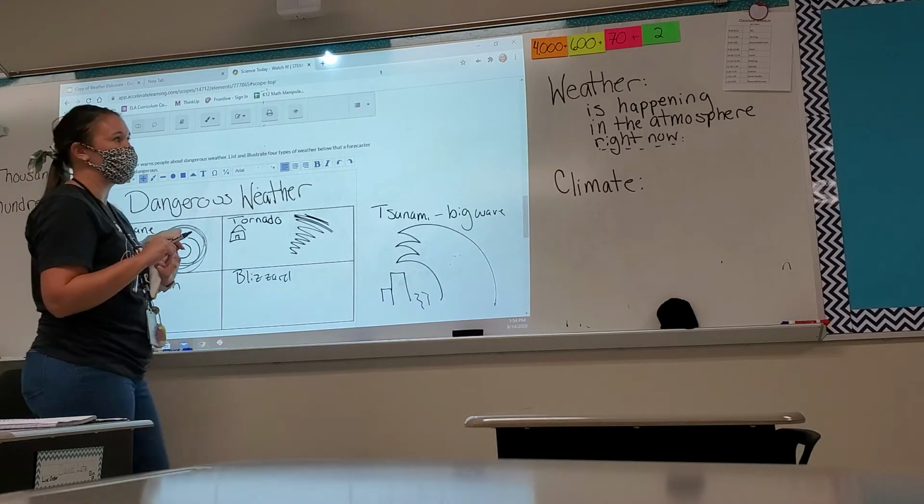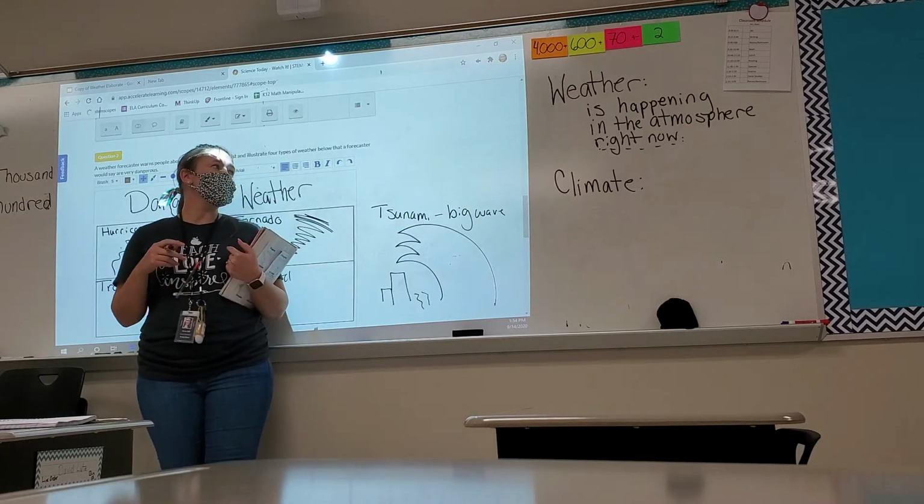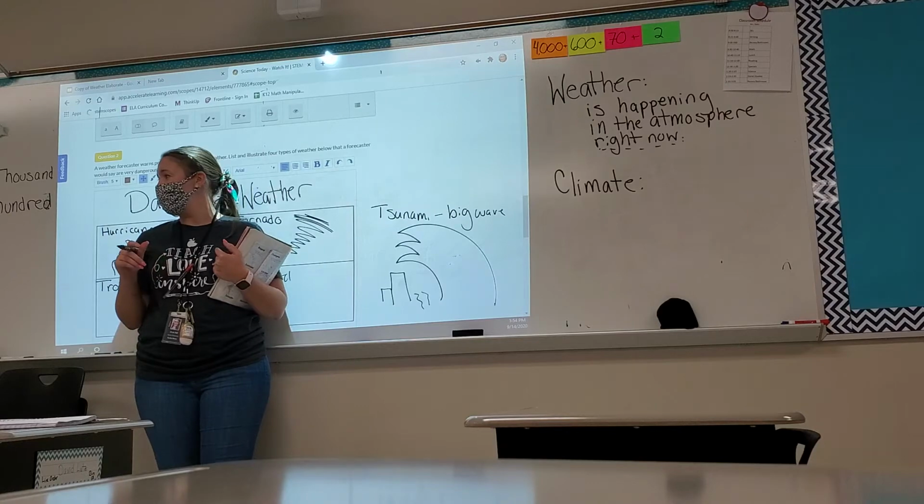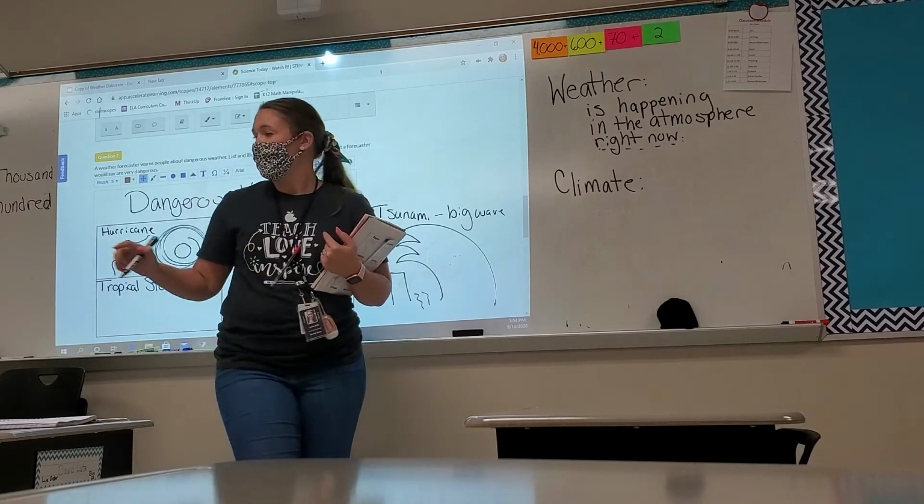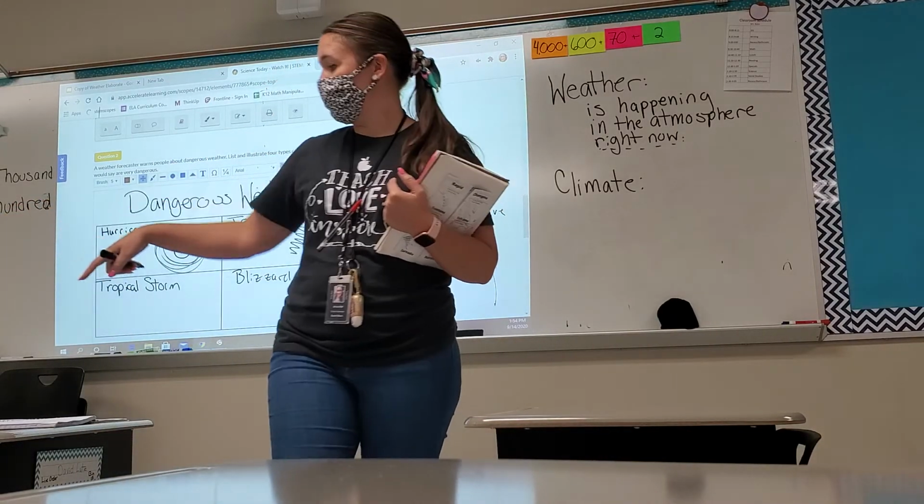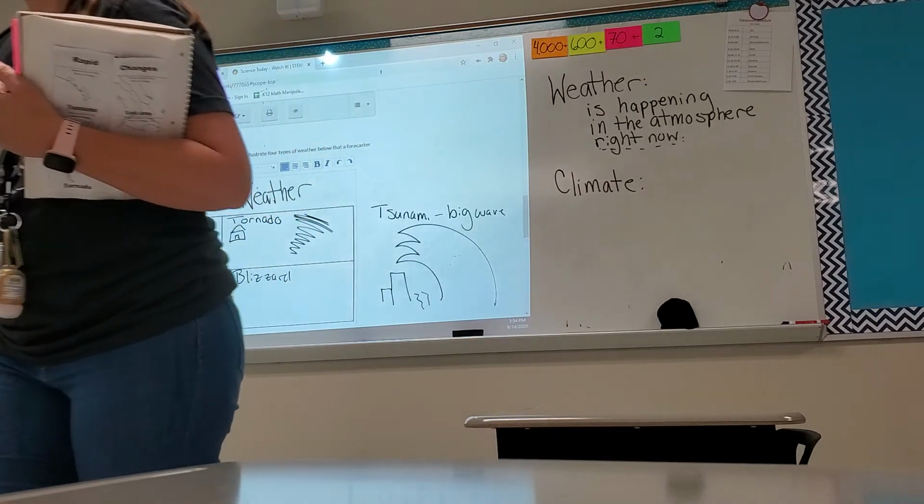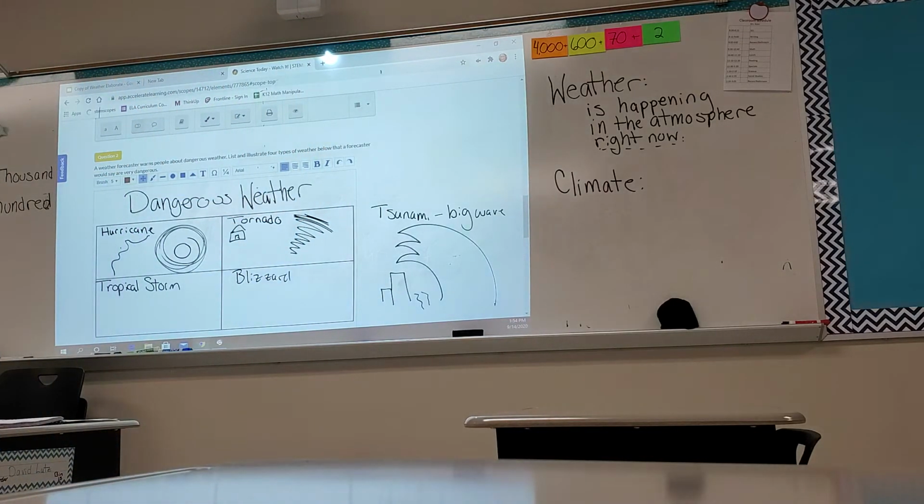We got some stuff to copy down right now. So weather is happening in our atmosphere right now. If you need to move up a seat, you can. Okay, I'm going to set my timer for 2 minutes to be able to get this copied down. I'm going to be walking around. I need to see that you are actively writing. If you are finished, then wait patiently. Frankie, turn to the next page.